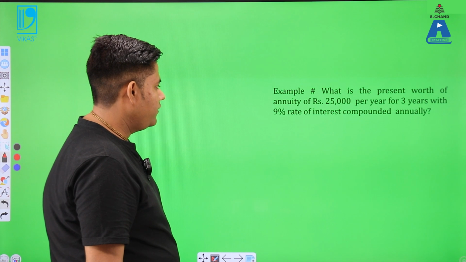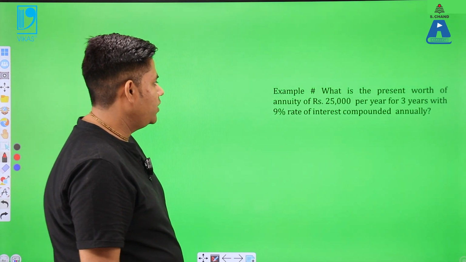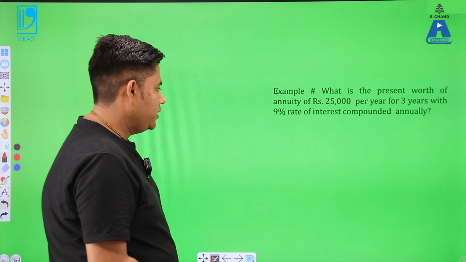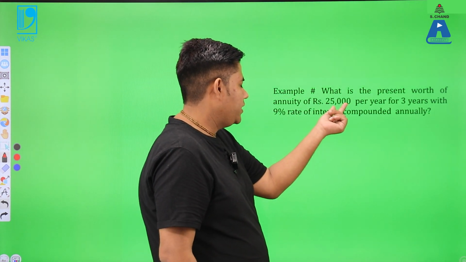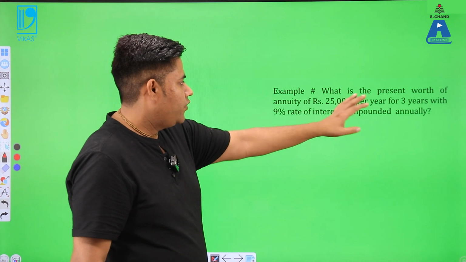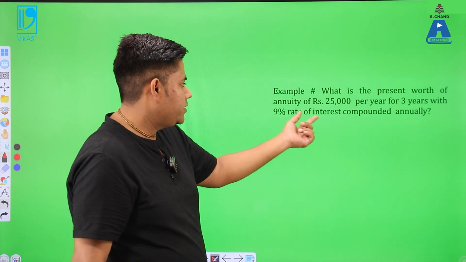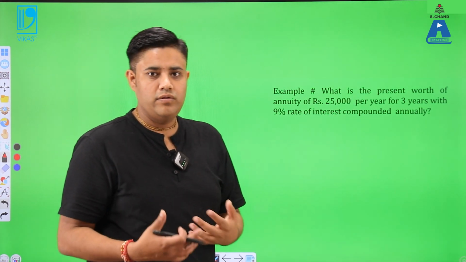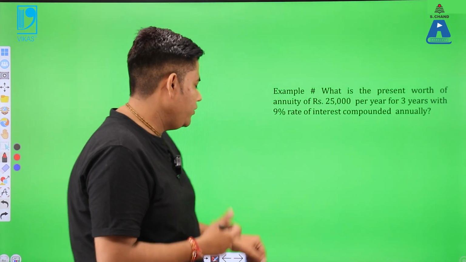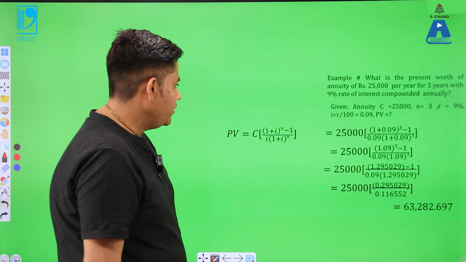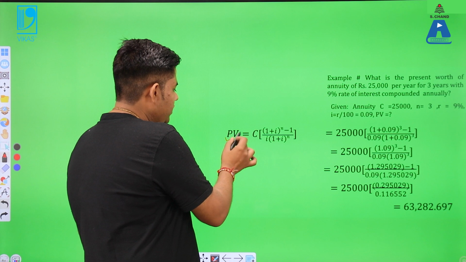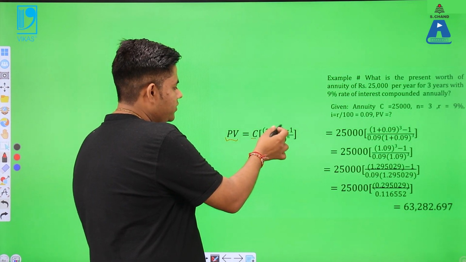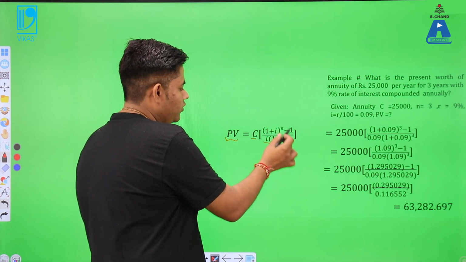Let's say we have to find the present worth of an annuity of 25,000 per year for 3 years at a rate of 9%, and the person wants to have the present value. What would be the present value of that annuity? For present value, you have the formula that I have told you: present value is C times (1 plus i raised to the power n minus 1) over (i times (1 plus i) raised to the power n).